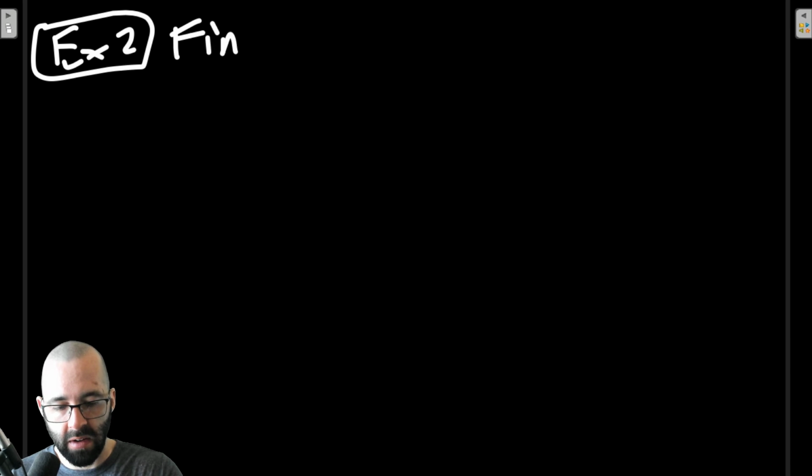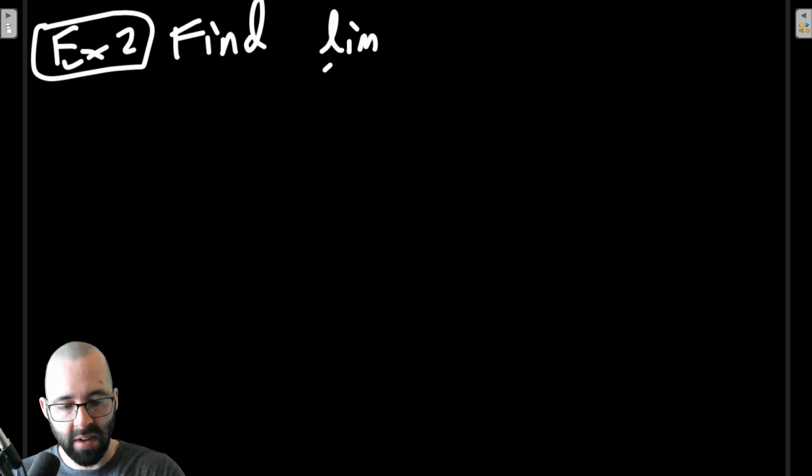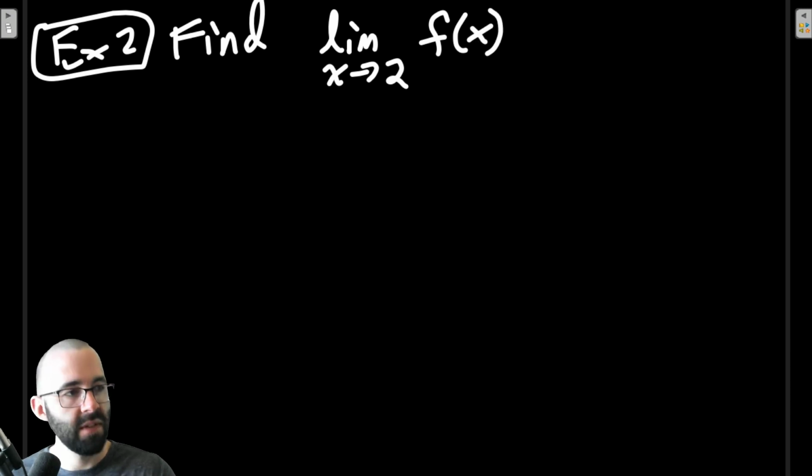Find the limit as x approaches 2 of these functions. So we're going to look at things graphically and let's see how it compares to doing it with that table.